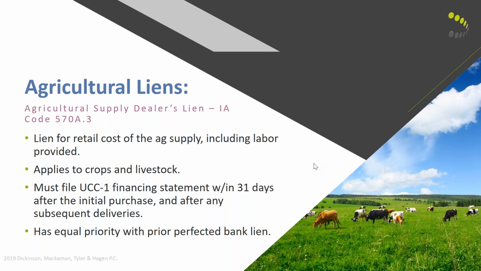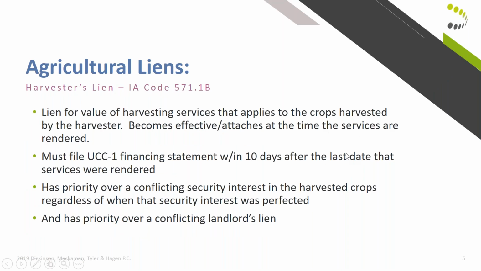Then I'm going to flip over to harvester's lien, which will be the last of the liens that I cover before Emily takes you through the remaining liens. The harvester's lien, that would be next on the next slide. Harvester's lien, Iowa Code Section 571.1. Harvester's lien is a lien for the value of harvesting services that applies to crops harvested by the harvester. It becomes effective and attaches at the time that the services are rendered.